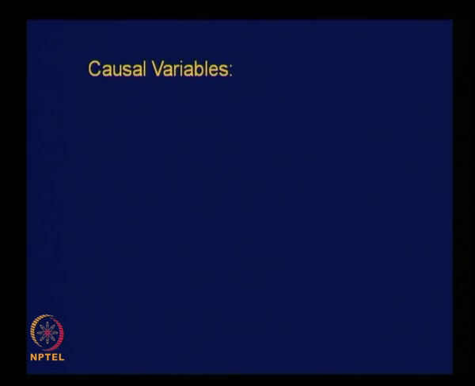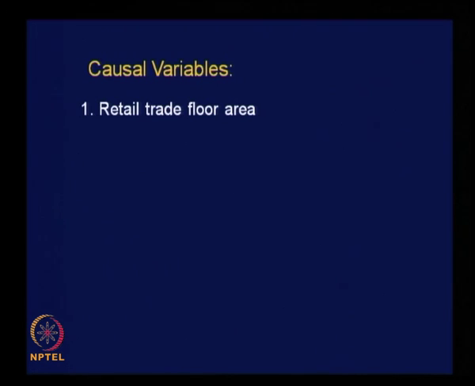Identifying causal variables for trip attraction analysis. Retail trade floor area. It may not be very specific and very accurate, but still in the absence of accurate disaggregate information, we must go in for some kind of approximate aggregate information. In that context, this will be more appropriate. You have number of shops, at least the floor area of all the shops together will give you some idea about the intensity of this particular land use in that traffic zone.